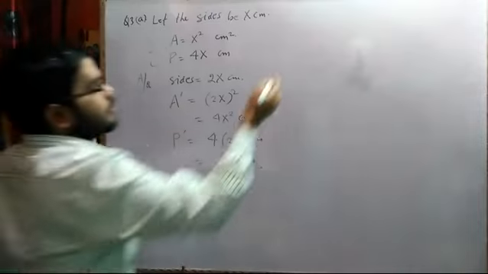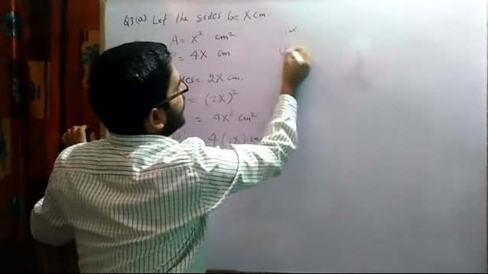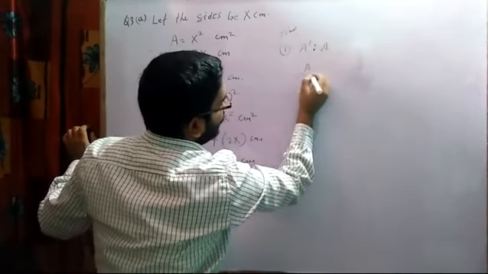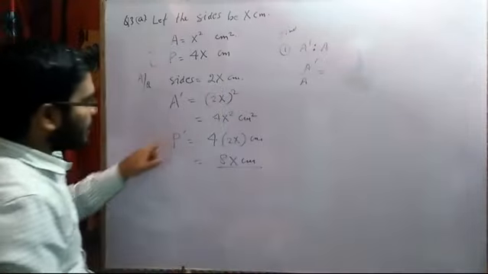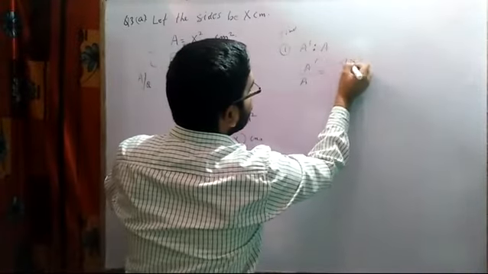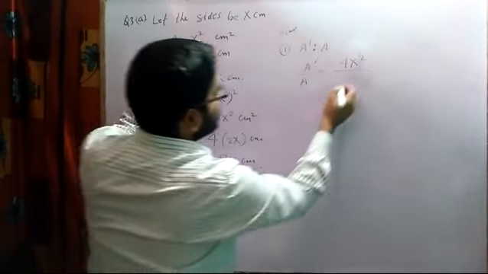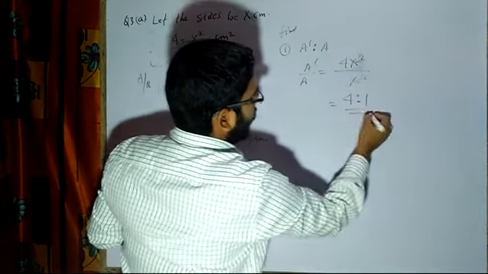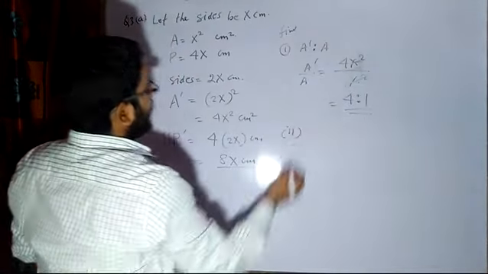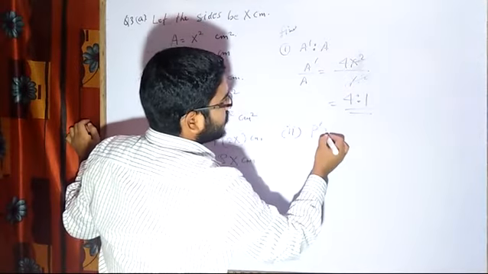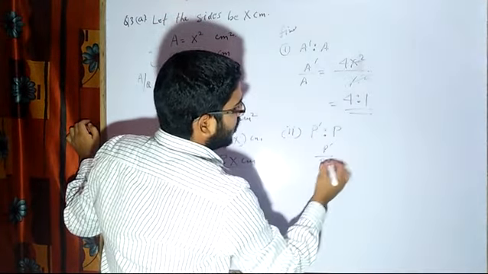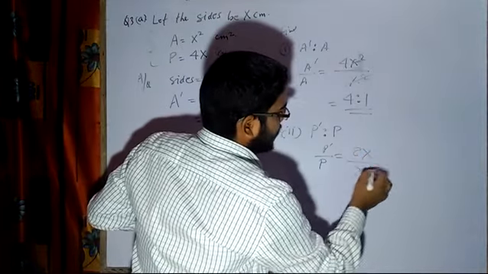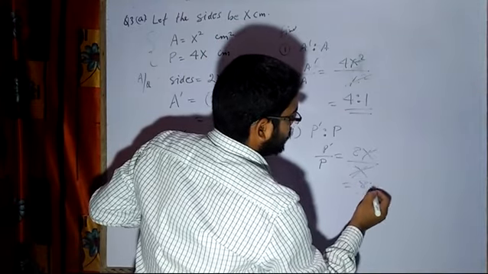Now what we have to find, number 1, A dash is to A. So we will write A dash upon A is equal to, what is my A dash? A dash is 4x square upon x square. x square cancels, so the ratio will be 4:1. Now second part, perimeter, P dash is to P, that means P dash upon P is equal to, what is my P dash here? 8x upon x. x cancels, so it will become 8:1.